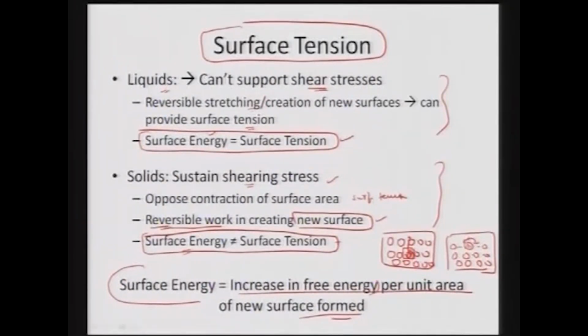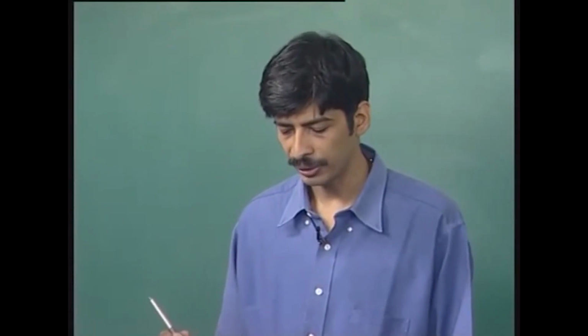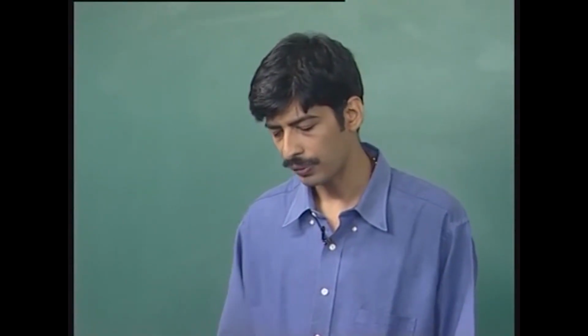So that increase in the free energy per unit area when a new surface is being formed is called surface energy. So that is the typical nature of surface energy. Whereas surface tension, we can see that surface energy is equal to surface tension in liquids, because liquids can easily relax as soon as the work is done on them, whereas in solids they can oppose the contraction of surface area when a surface tension is acting on it. So surface energy is not equal to surface tension.